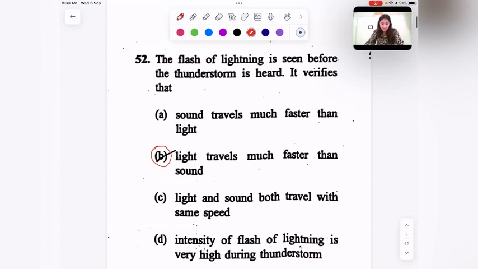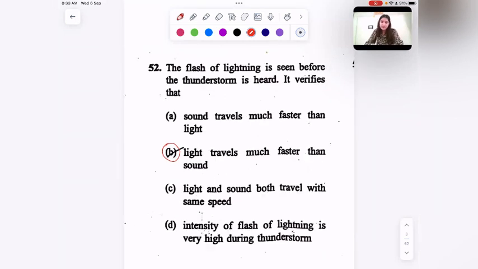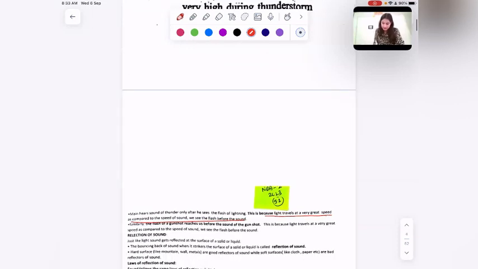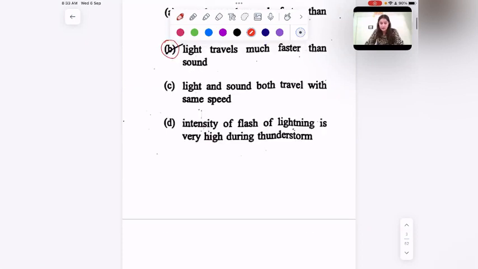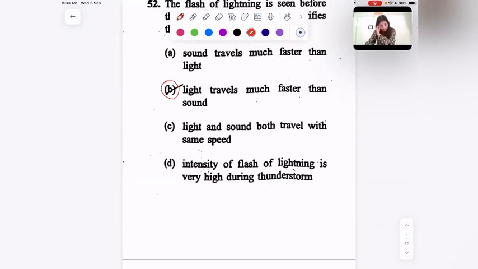Next question, the flash of lightning is seen before the thunderstorm. This question is from the sound chapter, a very easy question. So here it is written, because light travels at very great speed in comparison to the speed of sound. So option B is the correct answer.